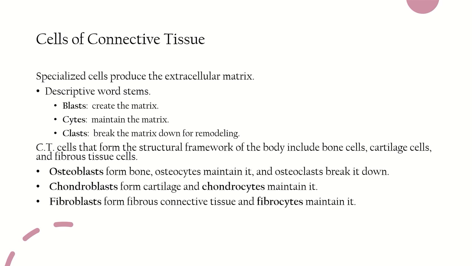But when you see those endings on a cell type or tissue type, that tells you what their function is inside of the connective tissue. So osteoblasts form bone, and they can also become osteocytes, which then maintain the bone. Osteoclasts, clasts cut away, they break bone down. Chondroblasts form cartilage, which chondrocytes then maintain. Fibroblasts, on the other hand, produce fibrous tissue, which fibrocytes then maintain.